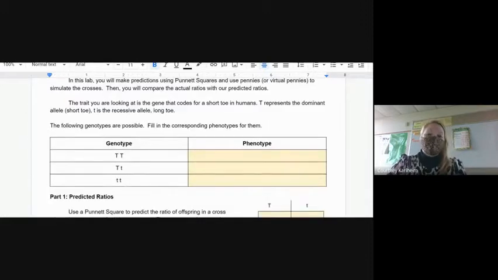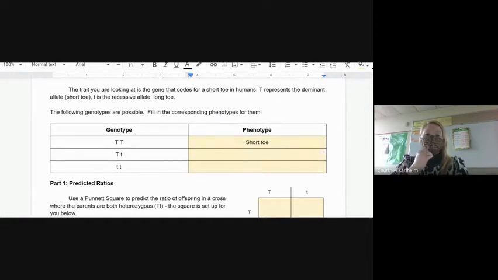So if we got 2 uppercase T's, what would that look like? Short or long? Yeah, short is dominant. What about the second one? If we get heterozygous, one of each? Yes. And in person, it is still a short toe because the dominant trait only needs to show up once in order for it to show up in the individual. And then 2 lowercase, recessive. What kind of trait do they get? Yes, remote and in person are correct.